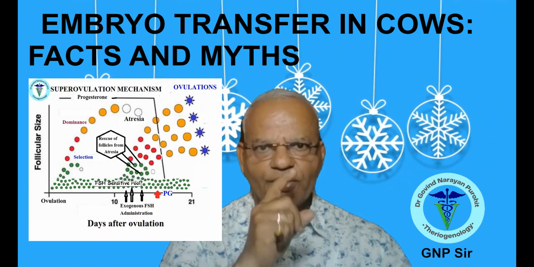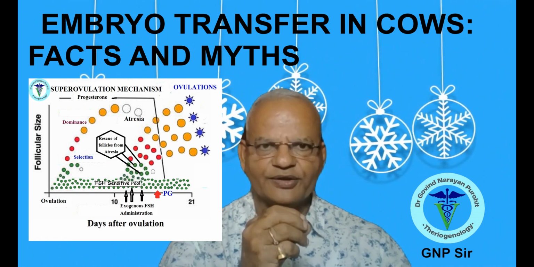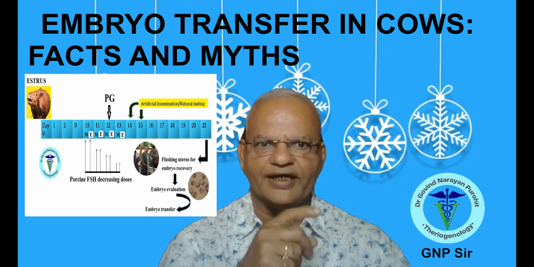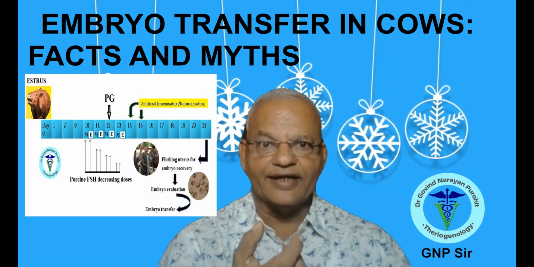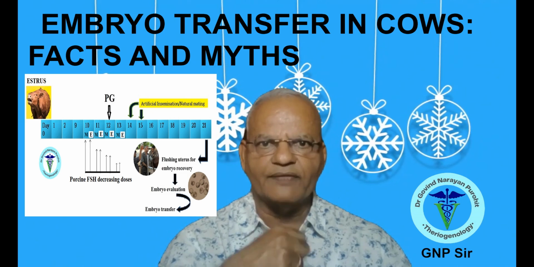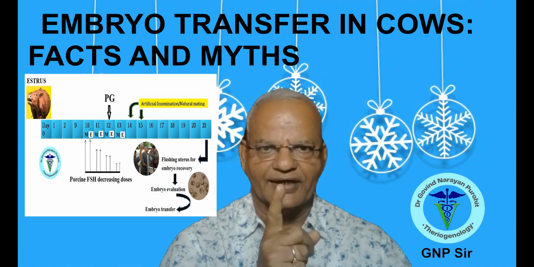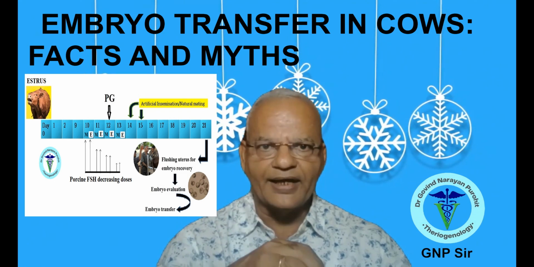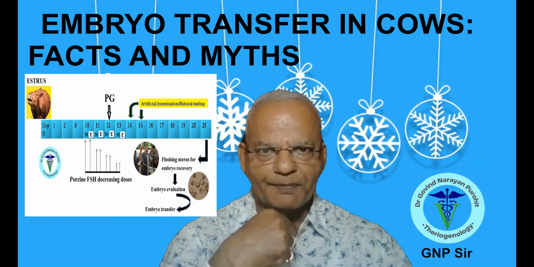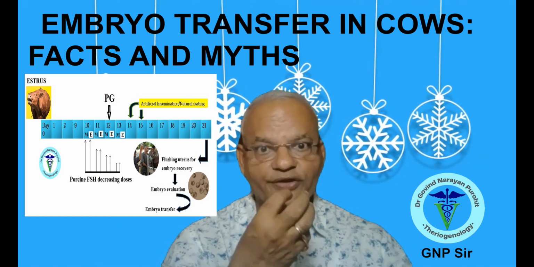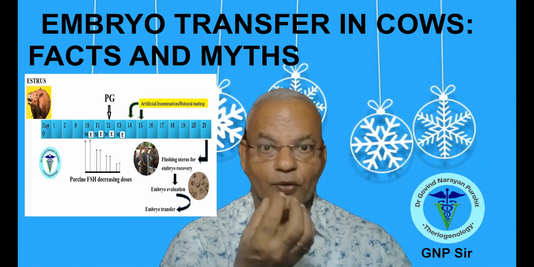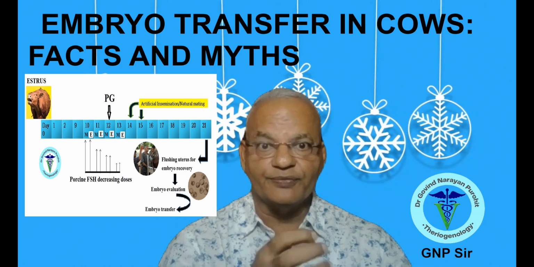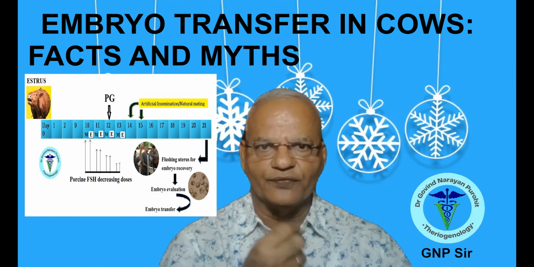Follicle stimulating hormone is administered for a period of 3 to 4 days, daily, morning and evening. Then at the end of this protocol, you have to administer a dose of prostaglandin. The prostaglandin will lyse the CL and bring the animal back to estrus, and all the follicles that have grown will reach the ovulatory size, and the animal will show estrus with more follicles on the ovary.